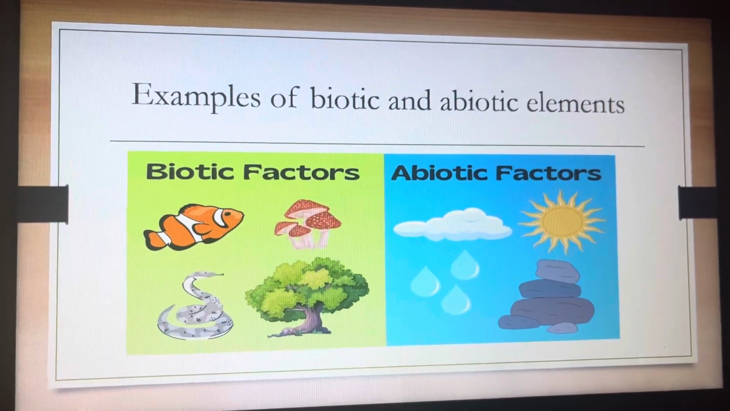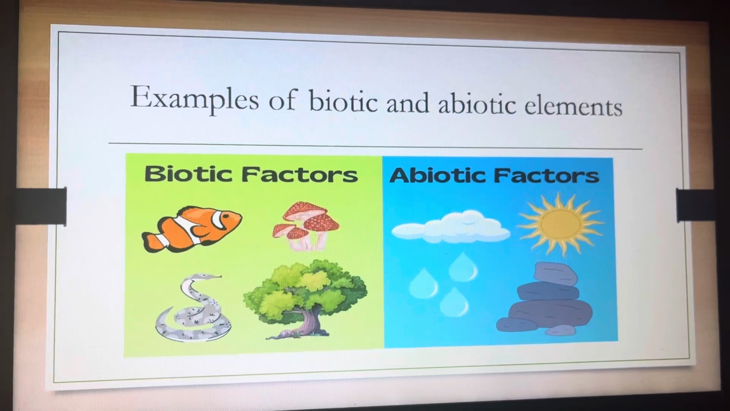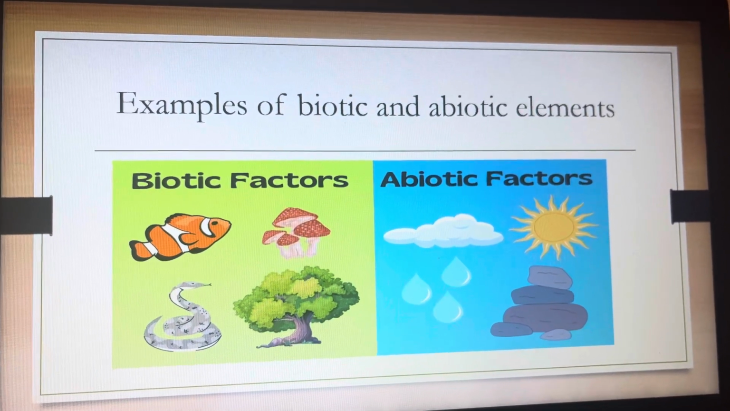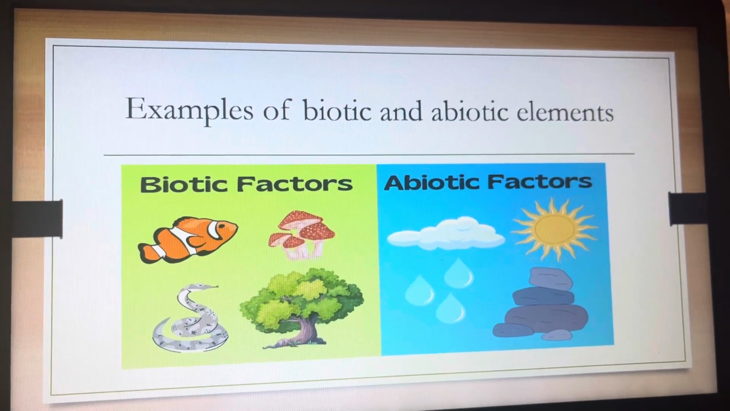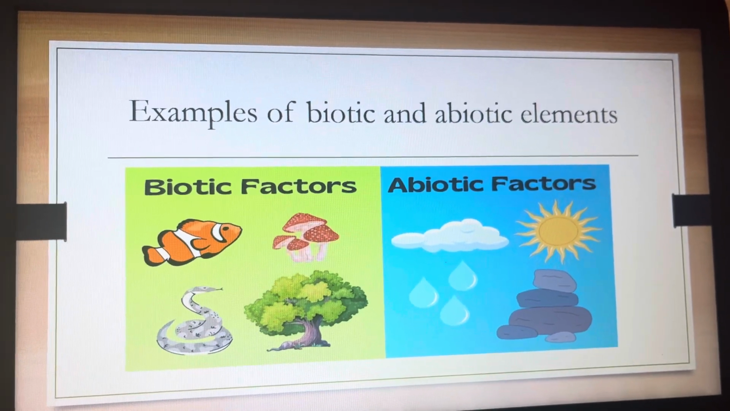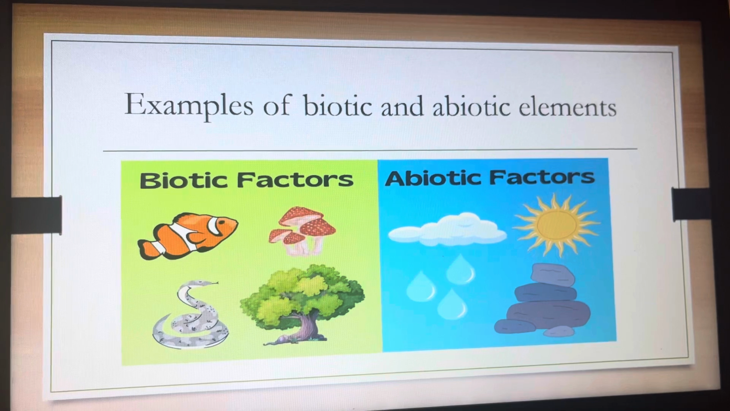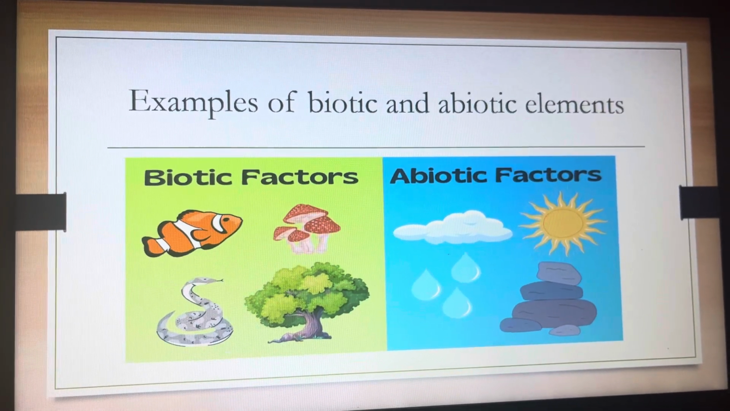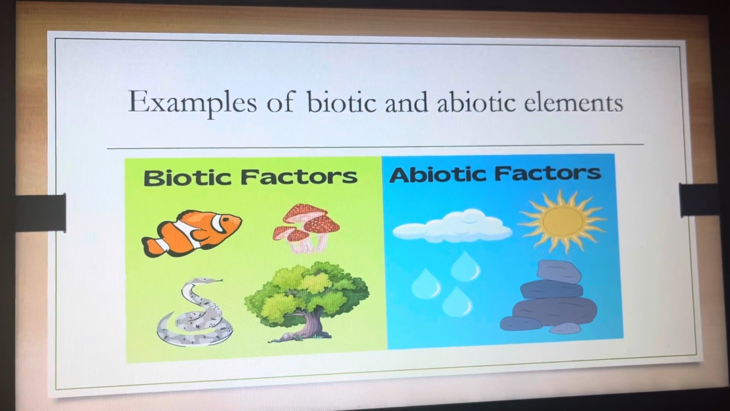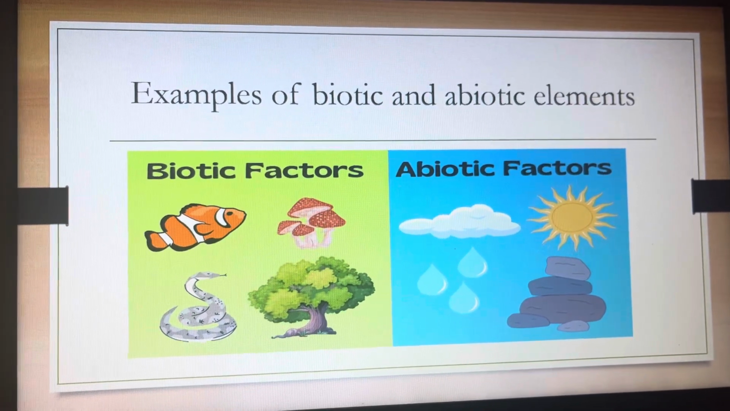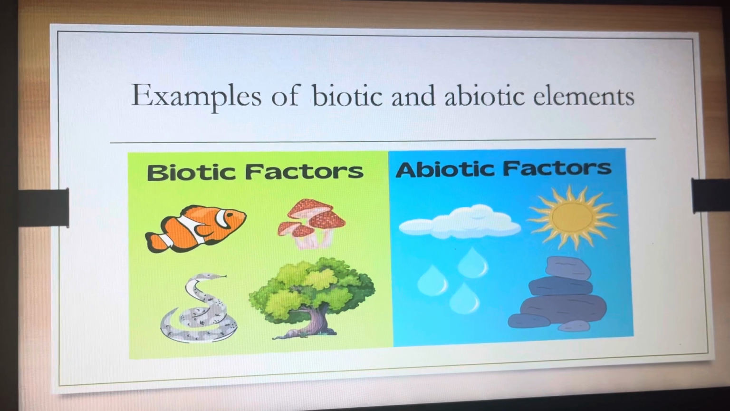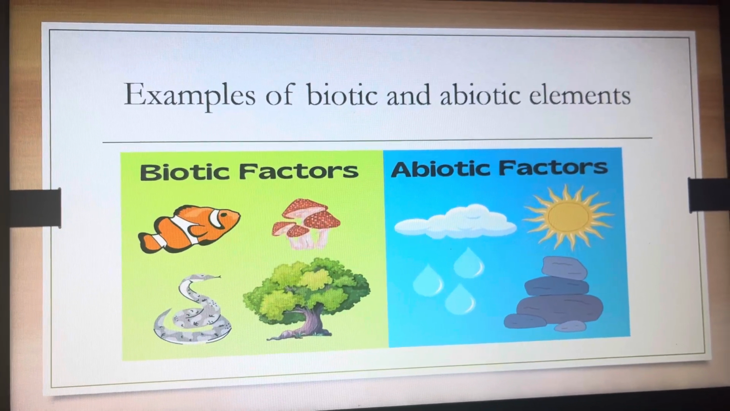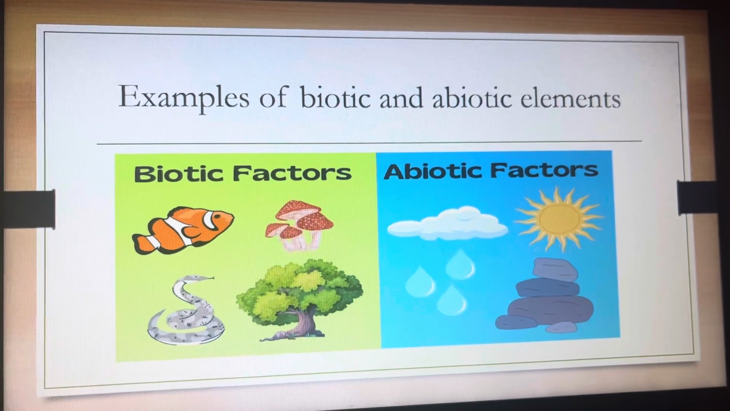Illustrations are then given to show the examples of biotic and abiotic elements, in which the biotic factors are your plants, your animals, and your fungi. Then the abiotic factors are your water, the sun, and your soil. This illustration helps the students to understand better and to visualize what we're talking about.